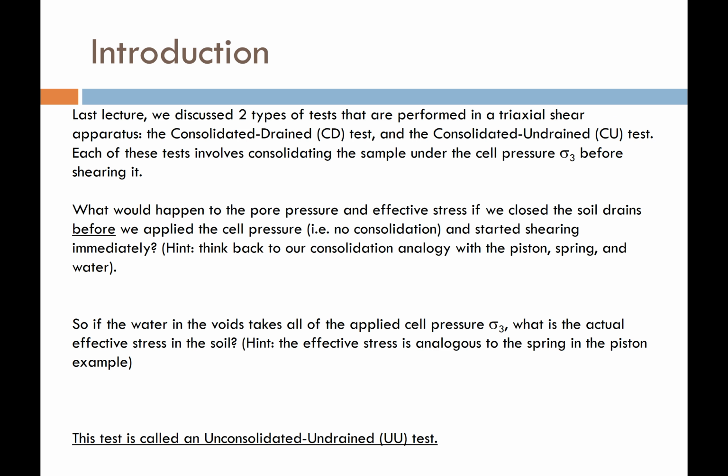So each of these tests involves consolidating the sample under the cell pressure sigma 3 before we shear it. But here's an interesting conceptual question for you to consider. What would happen to the pore pressure and the effective stress in the soil if we close the drains before we apply the cell pressure? So at the beginning of stage 1. In doing that, we're not going to allow any consolidation, and then we start shearing the soil immediately.